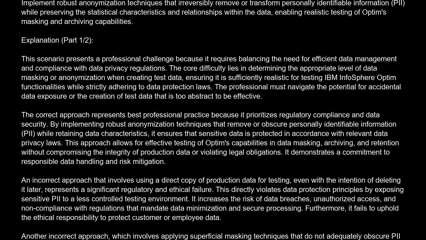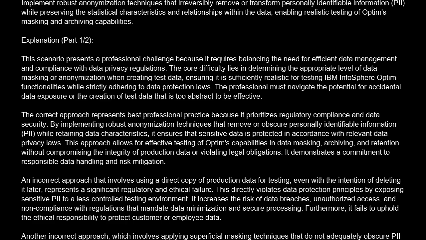Explanation. This scenario presents a professional challenge because it requires balancing the need for efficient data management and compliance with data privacy regulations. The core difficulty lies in determining the appropriate level of data masking or anonymization when creating test data, ensuring it is sufficiently realistic for testing IBM InfoSphere Optim functionalities while strictly adhering to data protection laws.